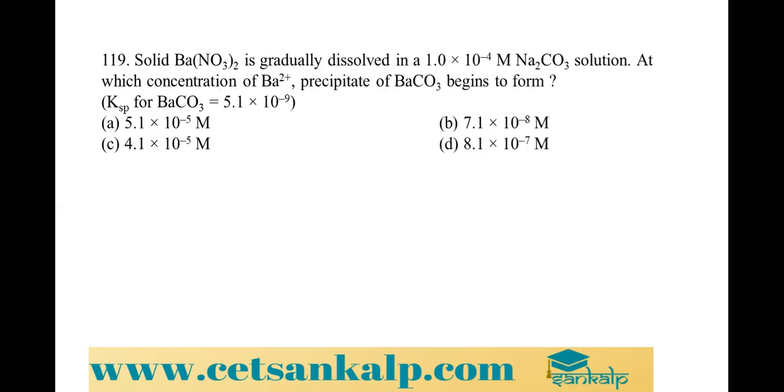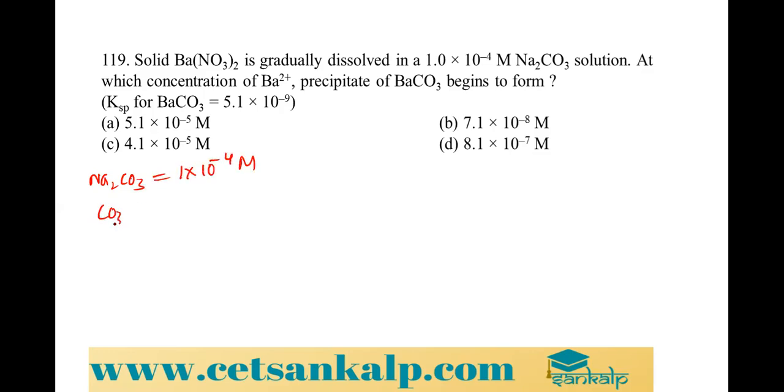Next question number 119. Solid barium nitrate is gradually dissolved in 1 into 10 to the power minus 4 molar Na2CO3 solution. At which concentration of barium ion does the precipitate of barium carbonate begin to form? KSP for barium carbonate is given. Correct? Then let's see. Na2CO3 is given, so let's start from there. The Na2CO3 concentration is given, that is equal to 1 into 10 to the power minus 4 molar.